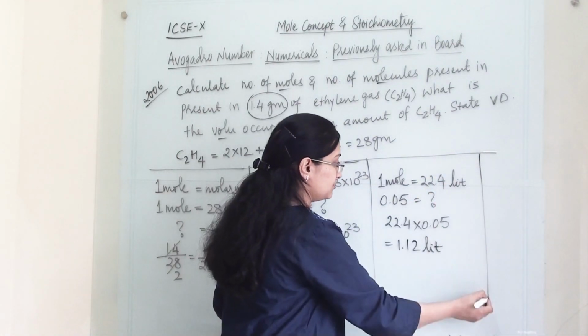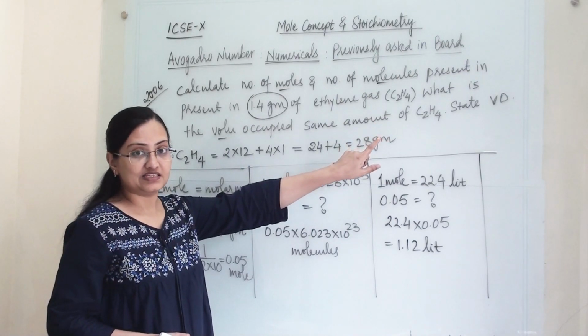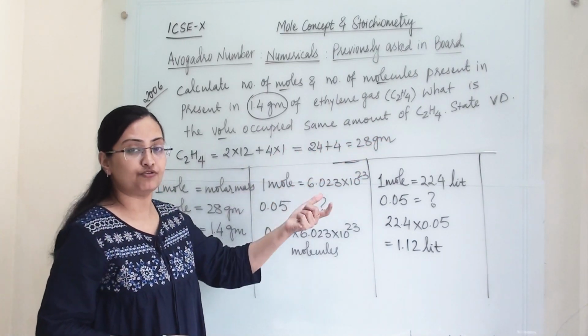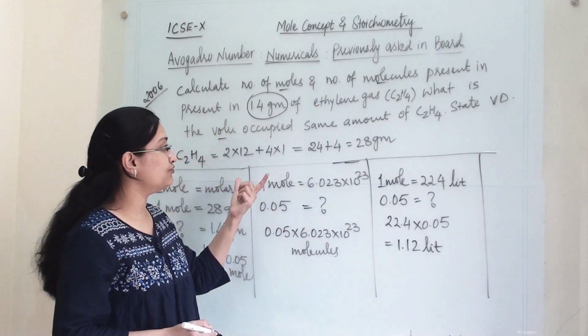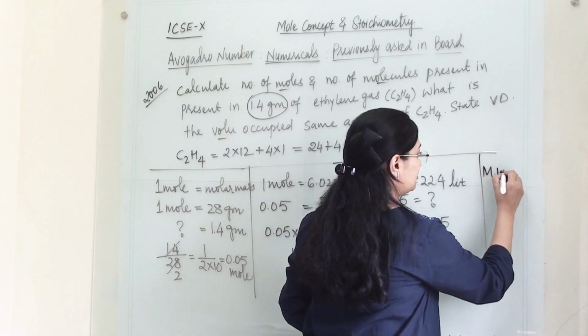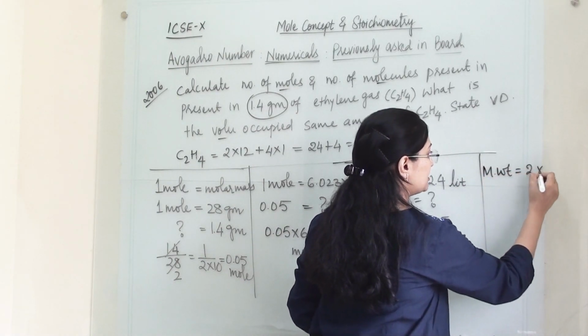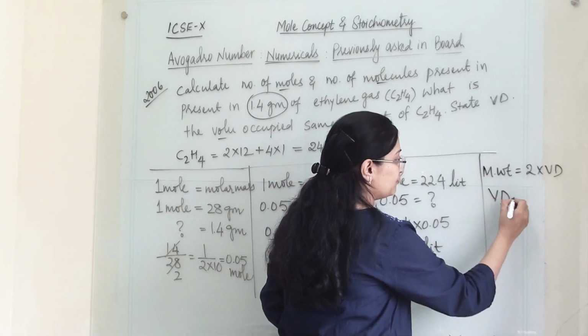Now fourth, we need to state the vapor density. That means without the formula also you can write what the vapor density is. Now how to find out the vapor density? We have the formula: molecular weight equals 2 into vapor density.